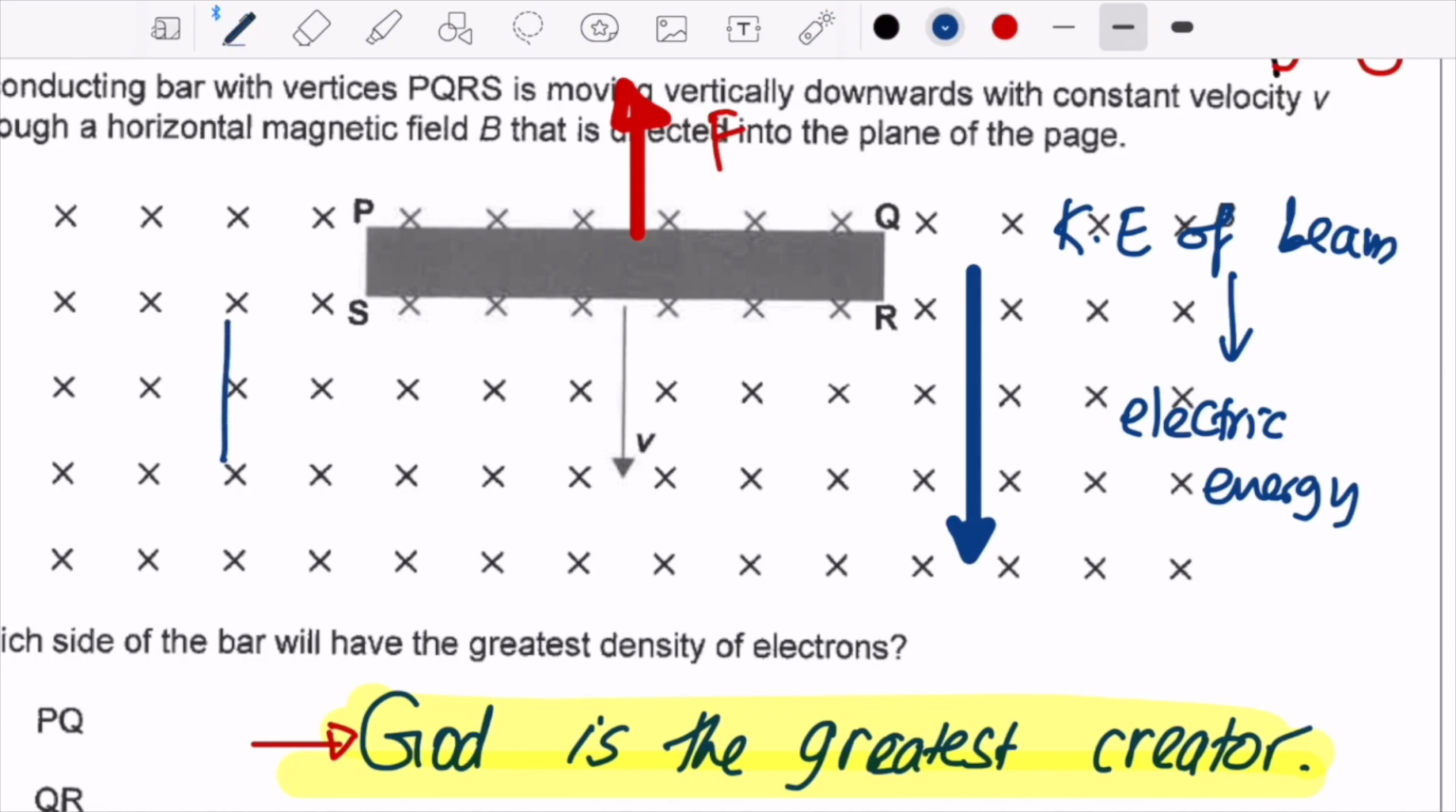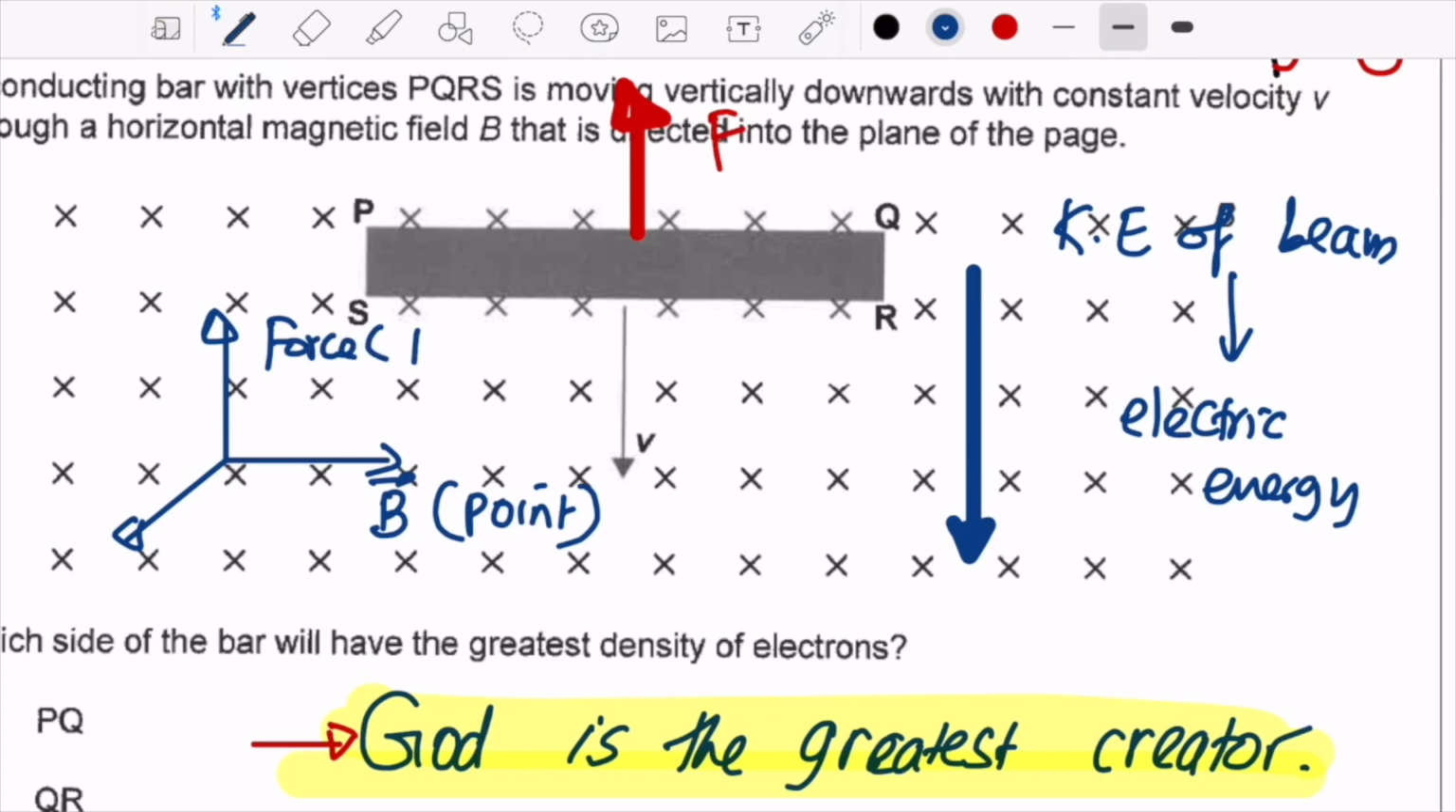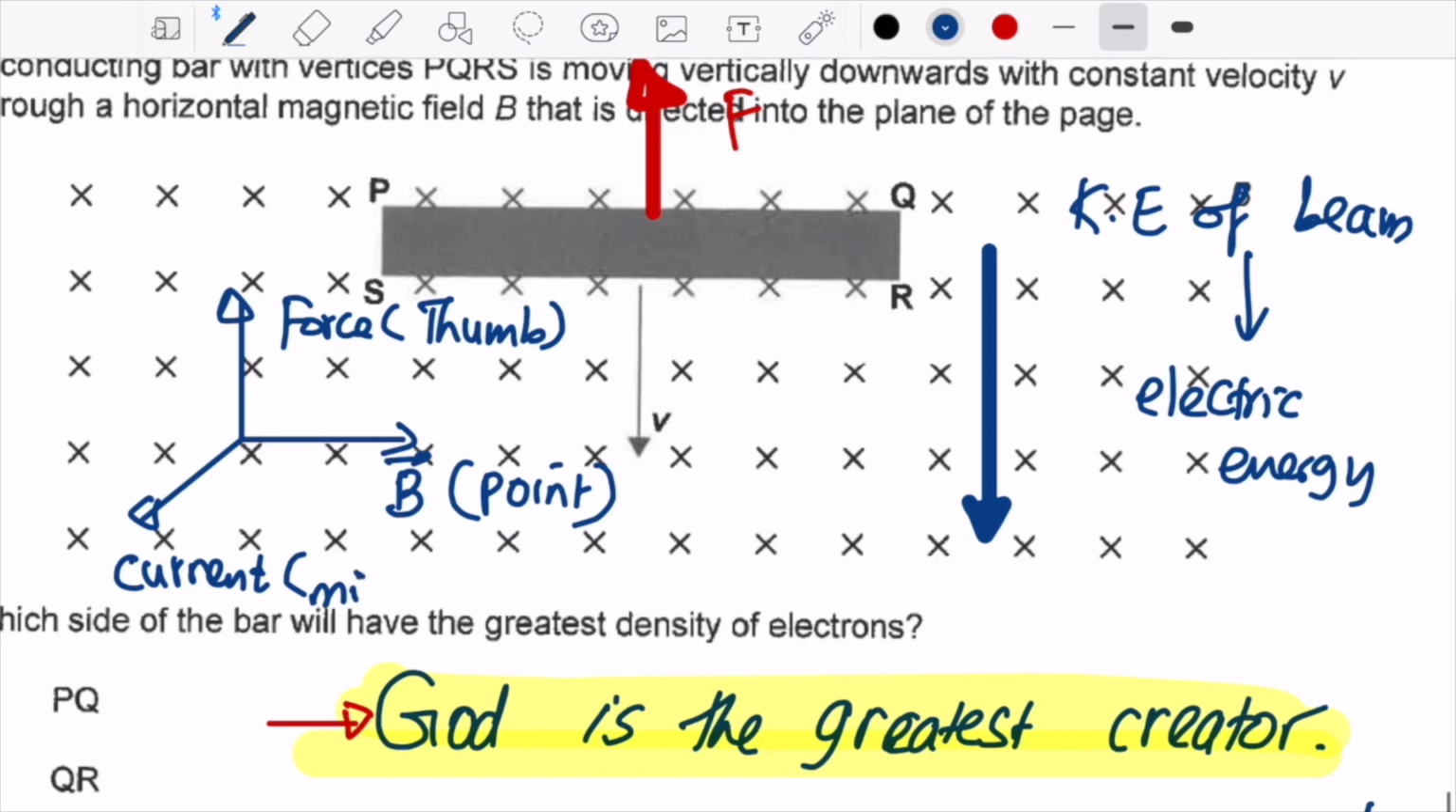Fleming's left hand rule says that there are three variables which are perpendicular to each other: magnetic field strength is the pointing finger, force on the wire is the thumb, and current in the wire is the middle finger, right? Alright, let's use this one now. Now we know the direction of the magnetic field. What is the direction of the magnetic field? Into the page.